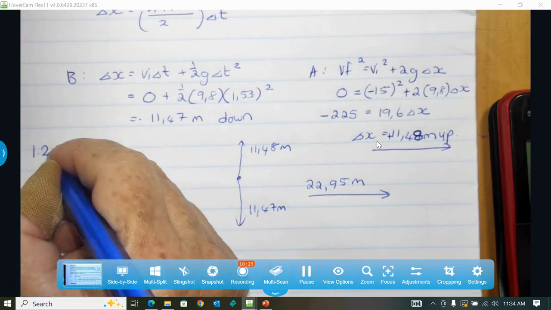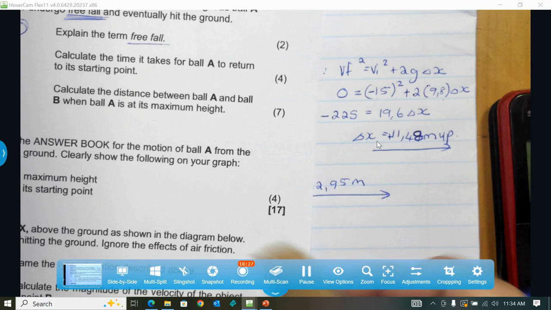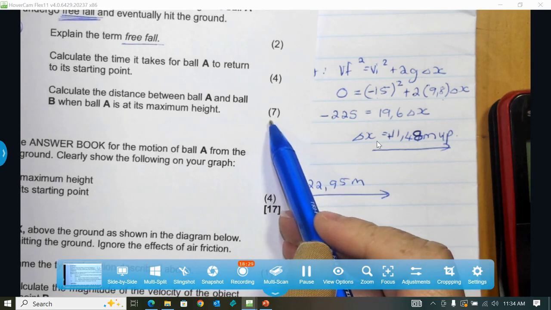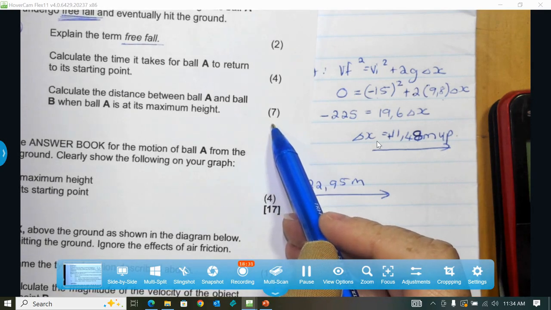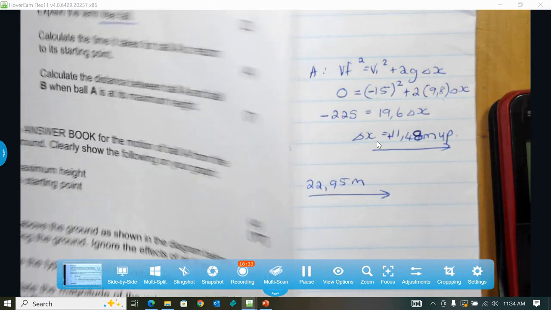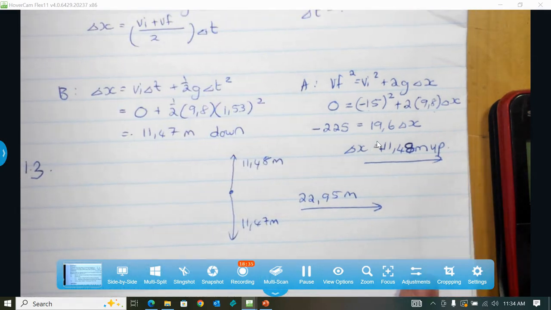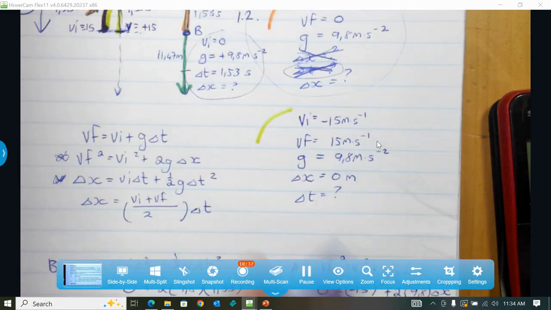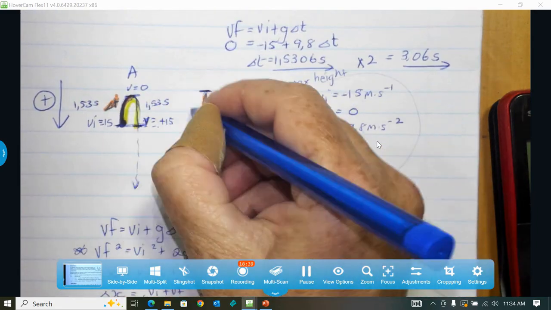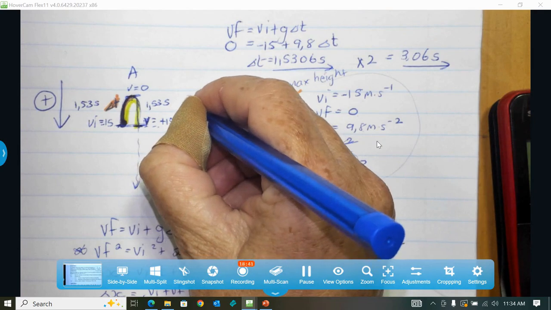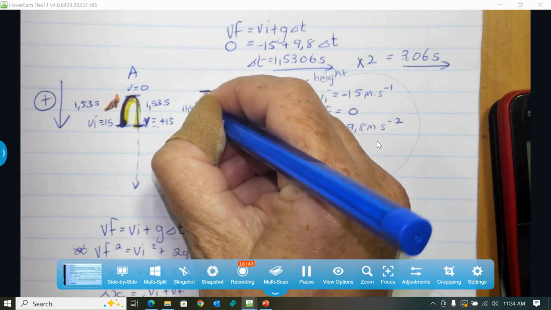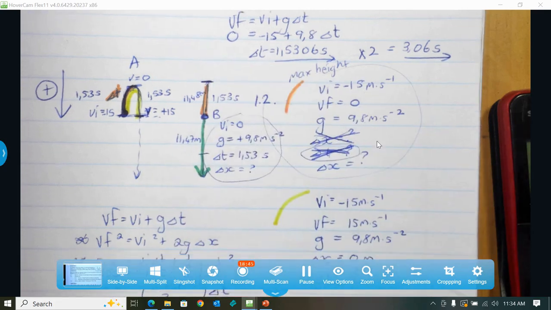That was the biggie. That was the one for 7 marks. So you can understand that I had to go and do multiple calculations in order to get it. But before I go on, I'm also going to indicate this for myself on these pictures. So this thing went 11.48 meters up. Just that I've got that for myself.